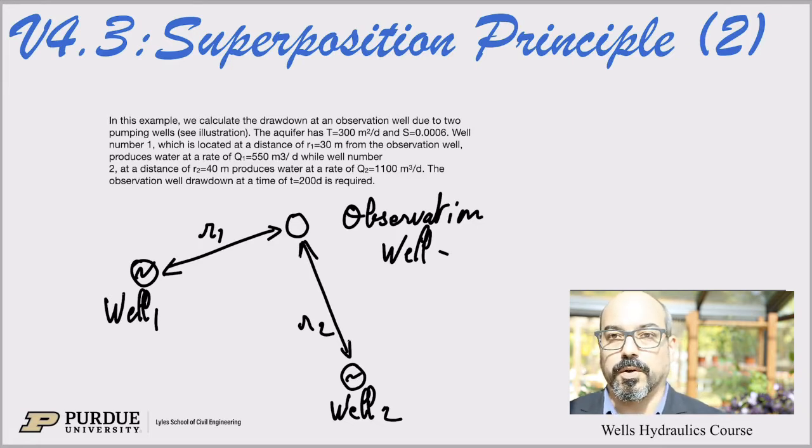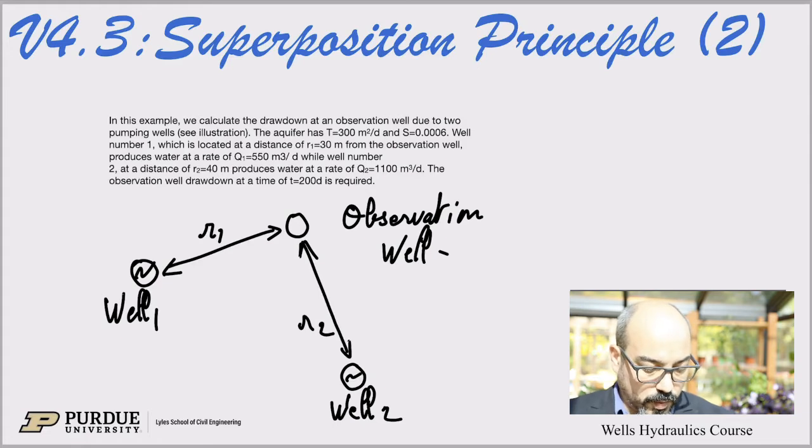Okay, so we want to know what the drawdown will be 200 days after we start pumping those two wells, in the observation well. You can think of this as almost a dewatering problem: what if we wanted to dewater at the observation well? What if that's a construction site and we want to drop the water table there so we can work? What would happen in 200 days? Would that be enough or not? Okay, so this is the setup.